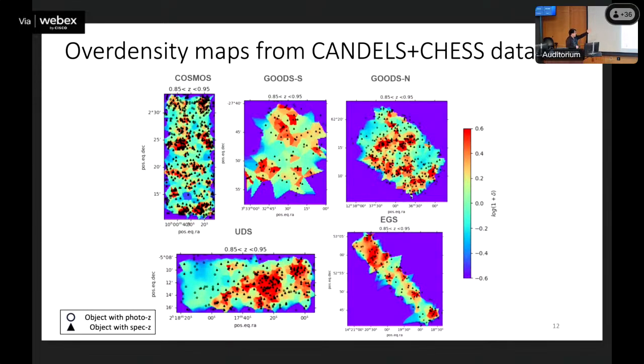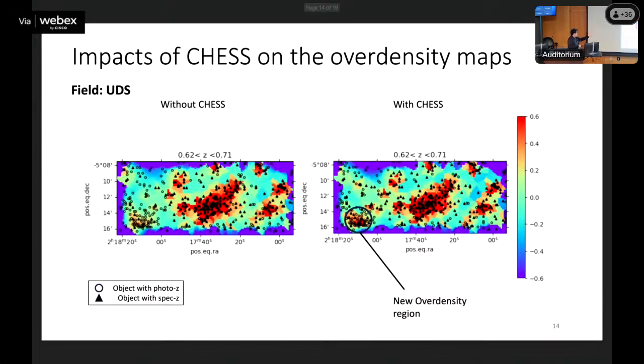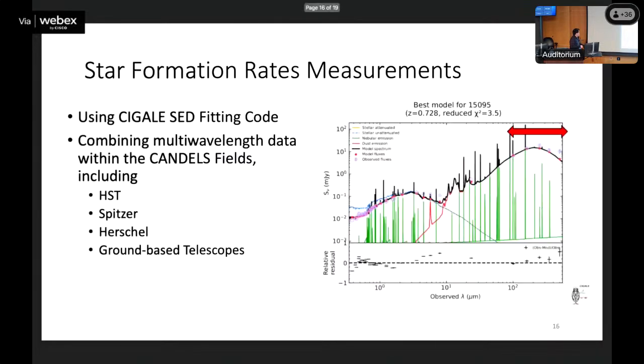So that's the density map that I obtained from the CHESS survey. This is one redshift slice, in the redshift range of 0.85 to 0.95, and this is for the 5 CANDELS fields. When I combine the CHESS data into the density map, we can see that we obtain some additional overdensity regions. So that's the demonstration of how the CHESS data can improve the overdensity map of galaxies. For example, this is COSMOS and UDS and EGS.